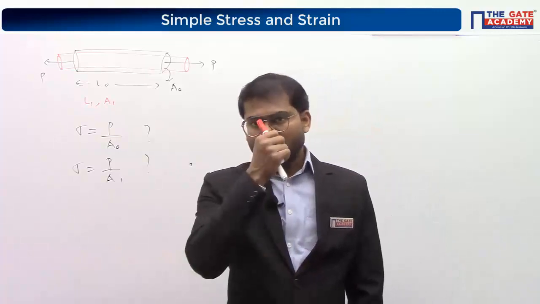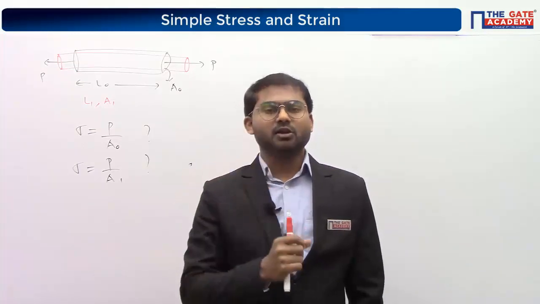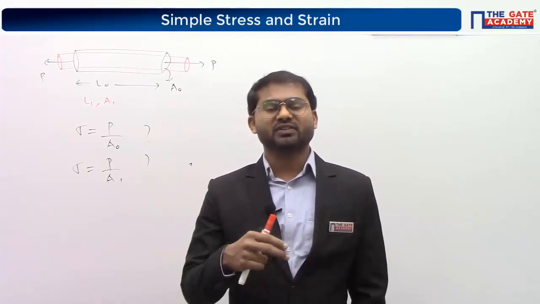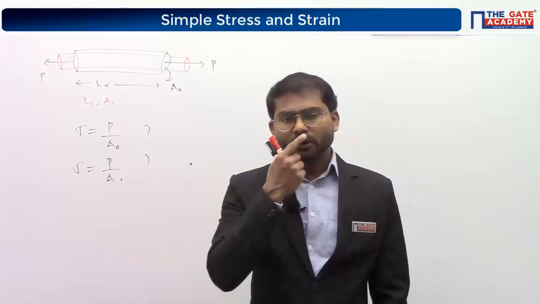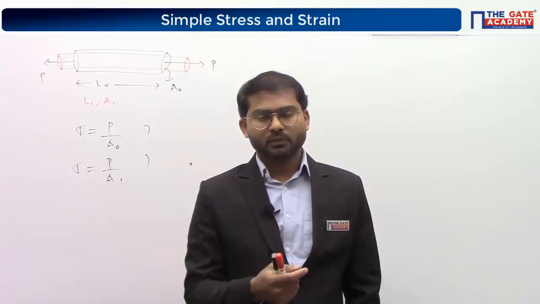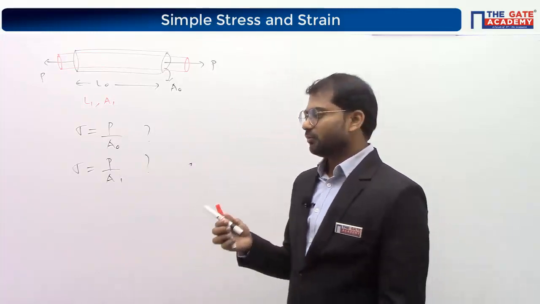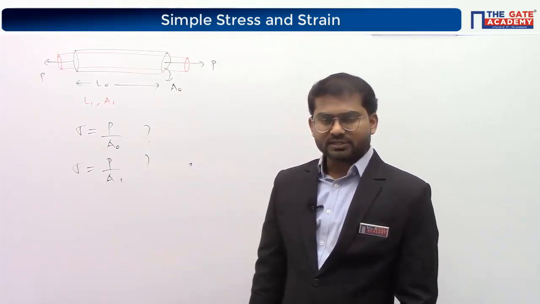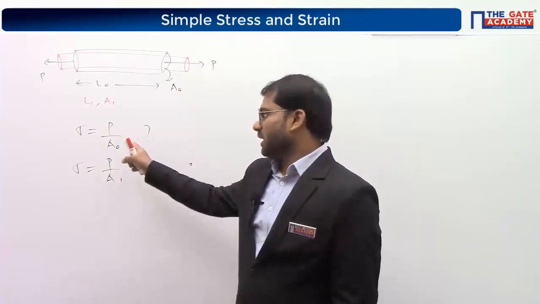When loading is going on, you are not advised to go towards the setup or the workpiece and check the value of instantaneous area, because it is very dangerous. All of a sudden, if the workpiece breaks and hits your face, it is going to be very, very dangerous. So you are not advised to measure the value of A1. Understand? So you are left with the problem that you cannot get the value of stress as P by A1. That is the reason why we take P by A naught.